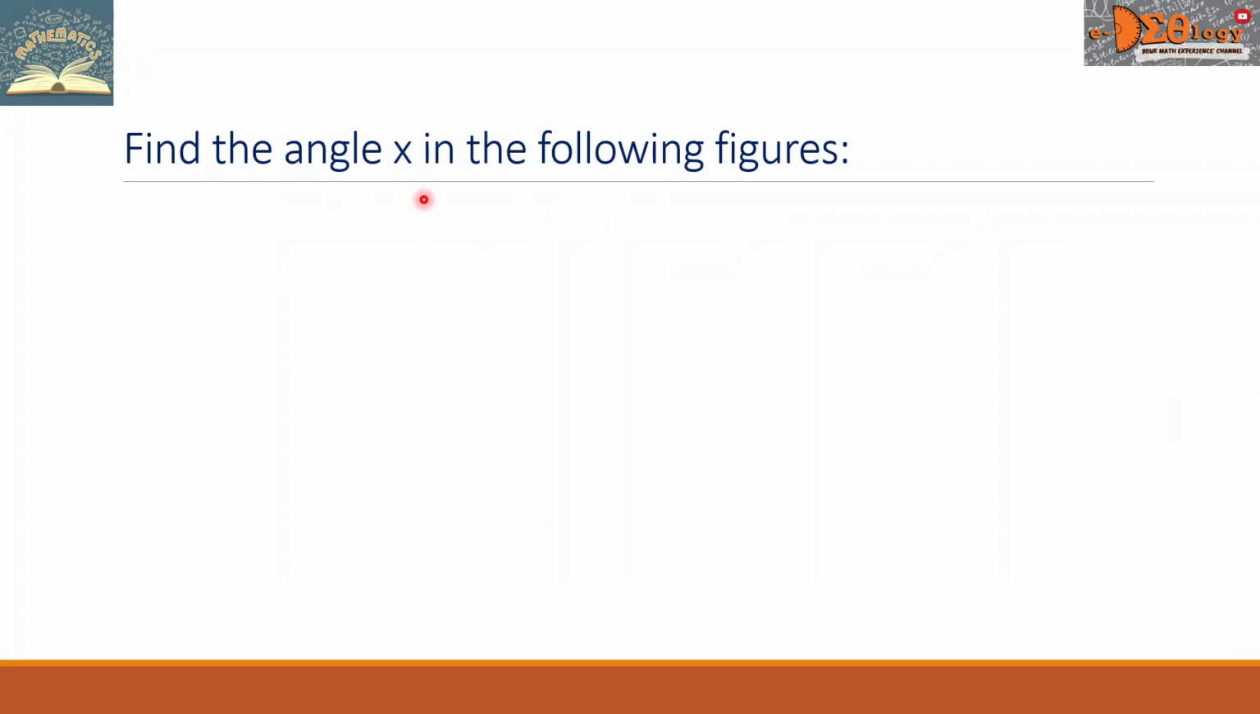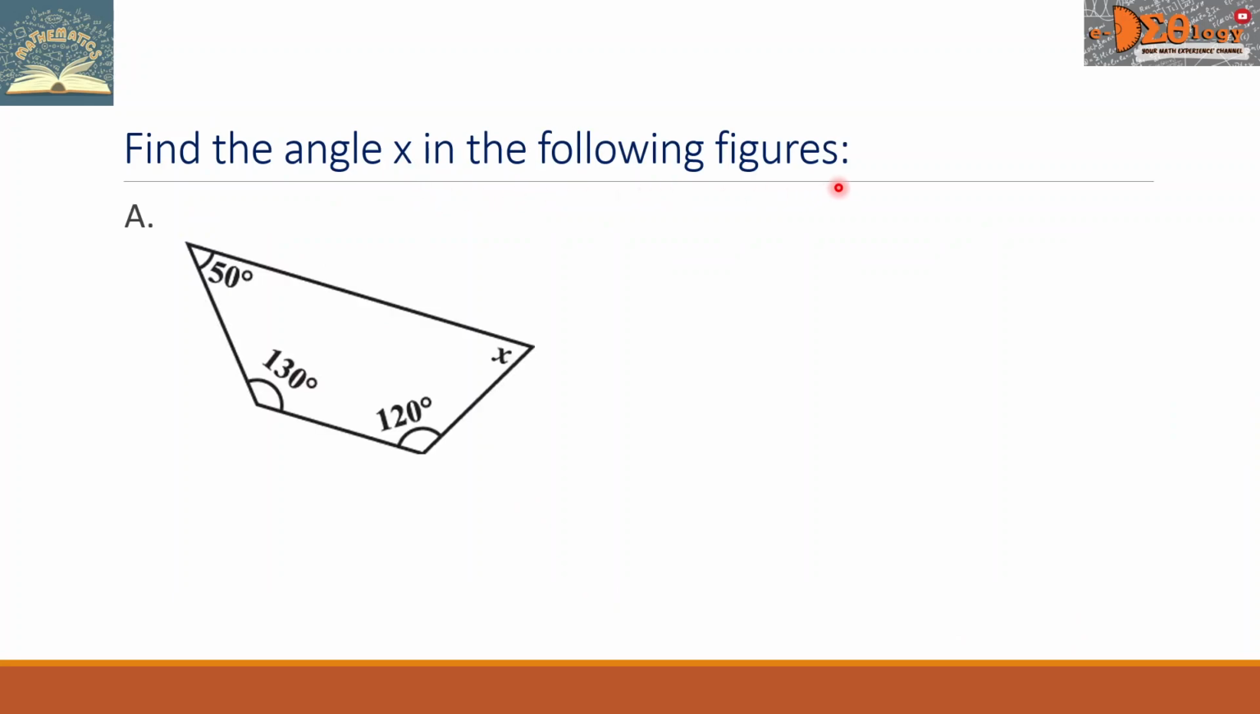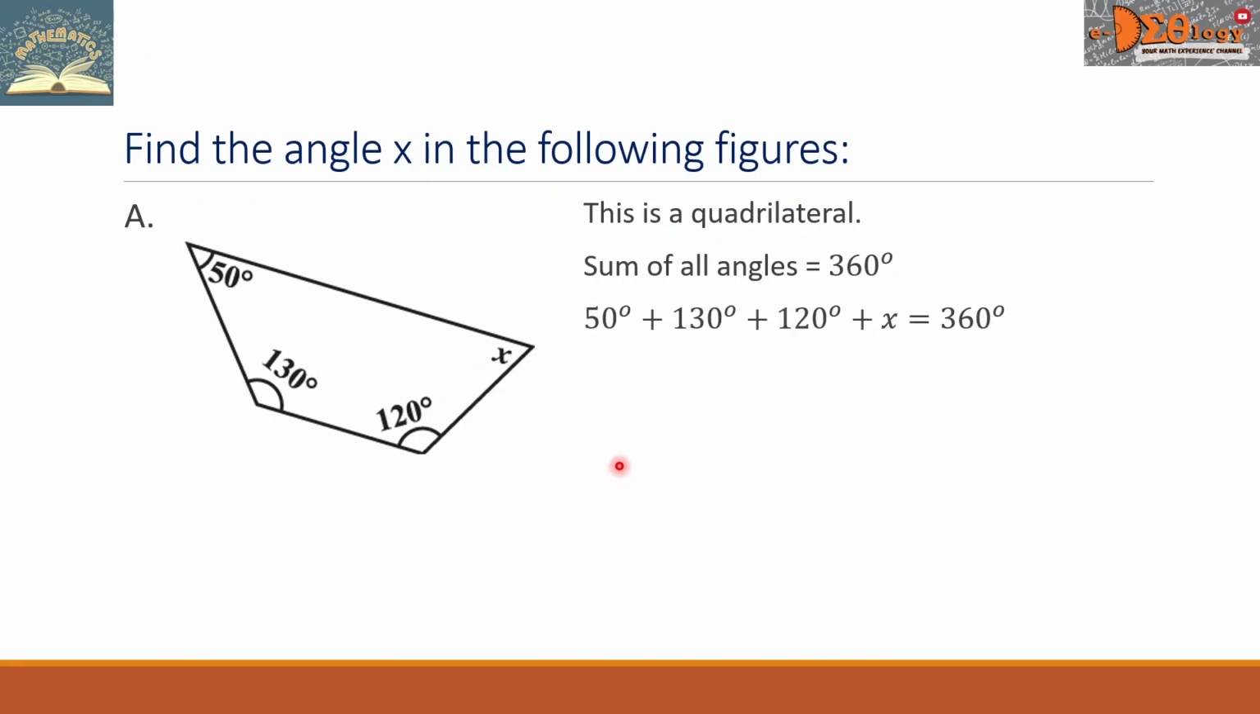Examples: find the angle x in the following figures. This is figure A. This is a quadrilateral. We know that the sum of all angles equals 360 degrees. So let us solve for x. We add 50 degrees plus 130 degrees plus 120 degrees plus this x angle. Total is 360 degrees. The sum of 50 degrees, 130 degrees, 120 degrees is 300 degrees.